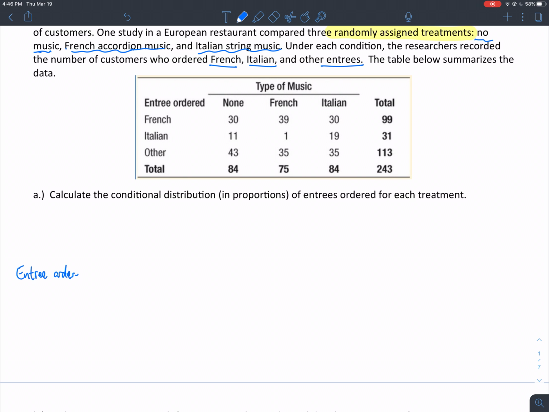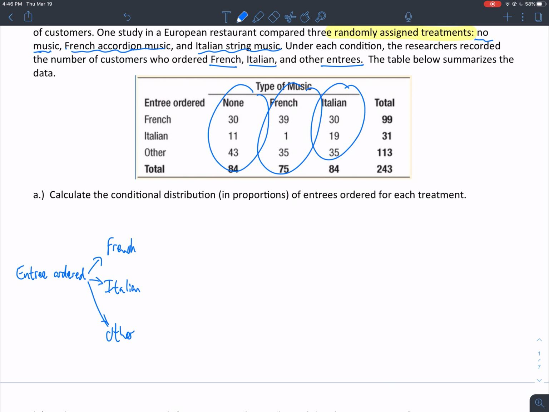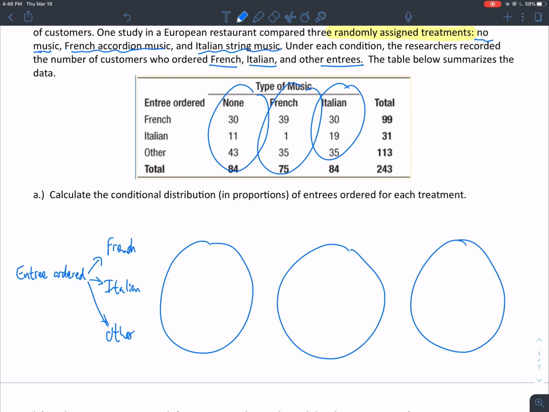Entree ordered, and then we have French, Italian, and other. Okay, these are the values of the categorical variable entree ordered. And then I have my 3 treatment groups, or 3 samples is what the note sheet said. So here are my 3 treatment groups. Okay, none, no music, French music, and this is music.